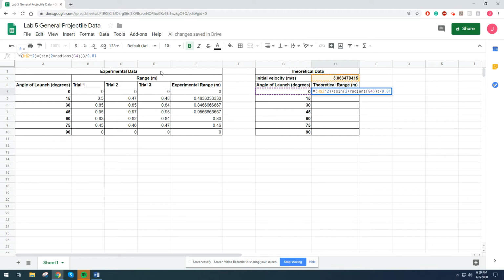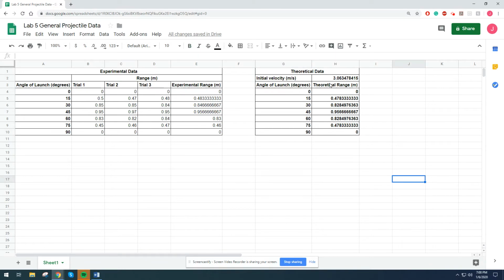$2. Enter. So now when you drag it down, you notice that our next value still references H2, but now it's G5. This next one still references H2, but now it's G6, right? Which is exactly what we want. We want to use the next angles while keeping the same VI cell.